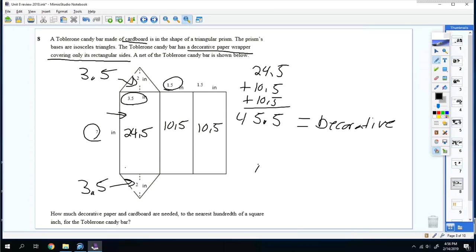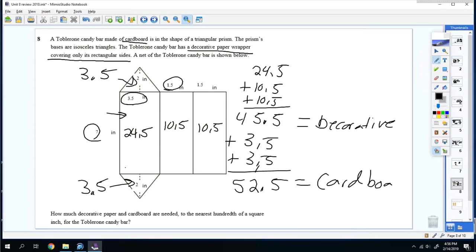Okay. So now we have to find the amount of cardboard. Cardboard will be everything. So I just have to add the additional bases, which would be 3.5 plus 3.5, which comes out to 52.5. And that's our cardboard, or in our case, total surface area.